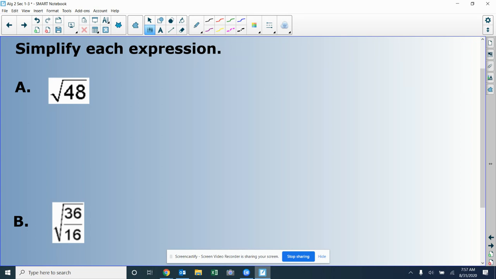48. I see a perfect square in there. I see a perfect square of 16. If you don't, that's okay. You can factor tree it.